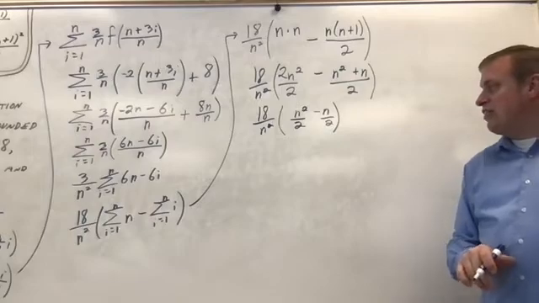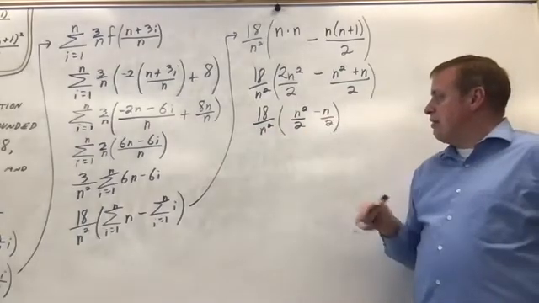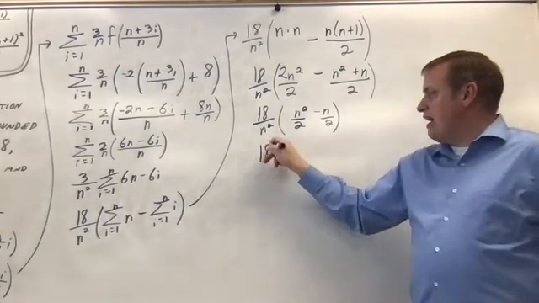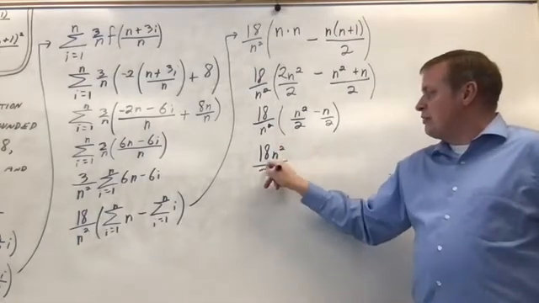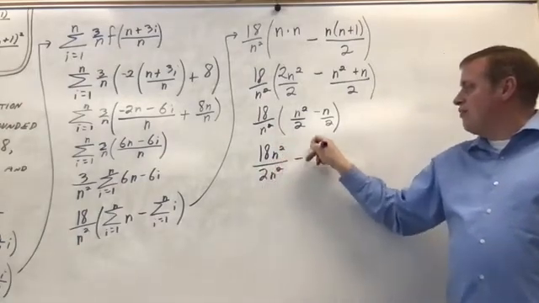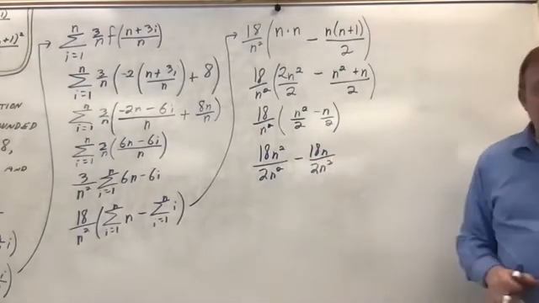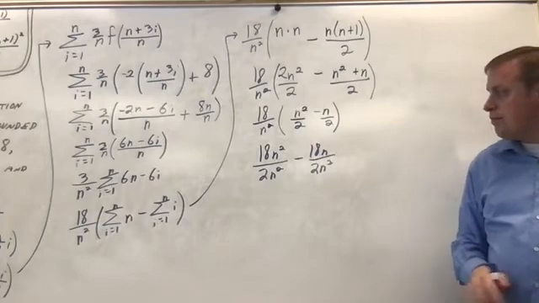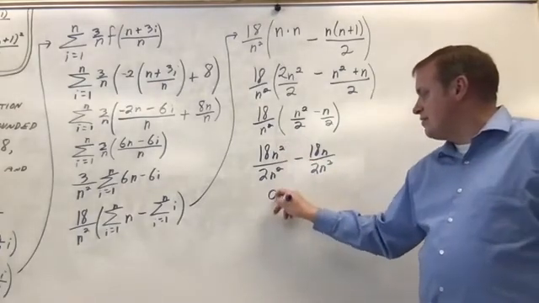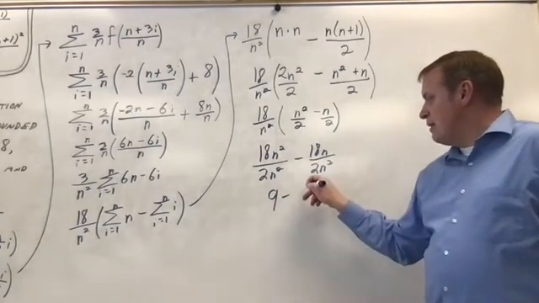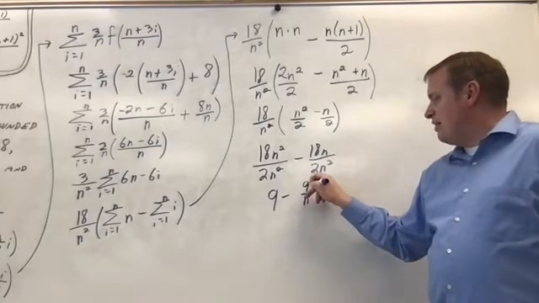Now to finish this off, we need to distribute everything through. So that's going to give us 18n squared over 2n squared minus 18n over 2n squared. And I'll simplify even farther. This becomes 9. And this becomes minus 9 over n.